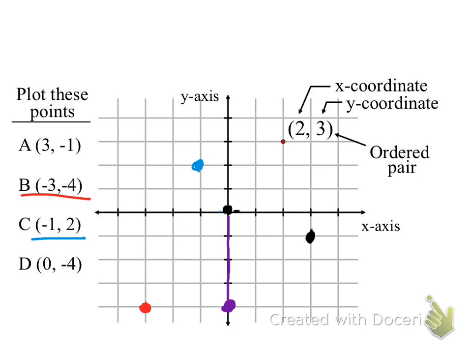Okay? Because there's no across. Now, the one thing that I haven't done that you need to do anytime you're graphing is label your coordinates. Okay? So, this one is (0, -4). This one is (-1, 2). This one is (-3, -4). We always put them in parentheses.